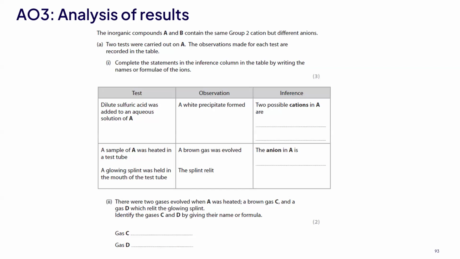There's a question on analysis of results. So they've been given some analysis of qualitative tests. Add in dilute sulfuric acid, you get a white precipitate, 2 possible cations, R, and then a sample of A was heated in a tube, a glowing splint was held in the mouth of the tube, a brown gas was evolved, and the splint relit, the anion is. So analysis of results, and the bottom one was there were 2 gases evolved if A was heated, a brown gas and a gas which relit the glowing splint. Identify the gases by giving their formulae. So analysing the results.